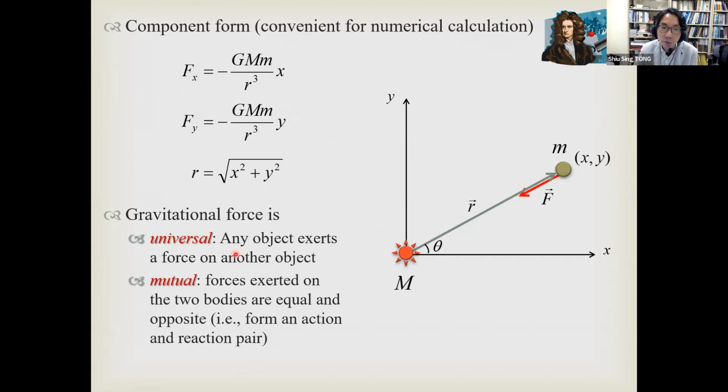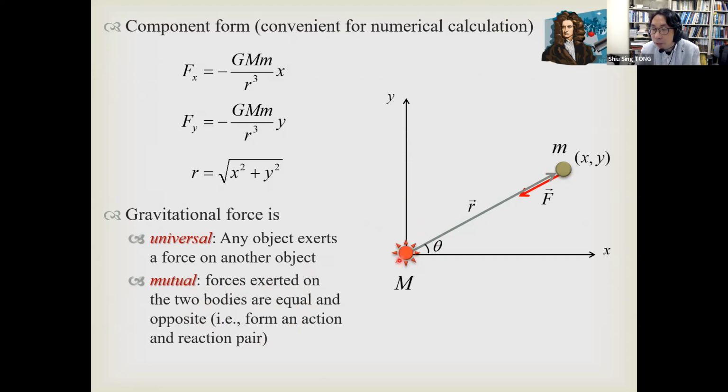Now you should notice that the gravitational force has such a property. It is universal, and that means any object with mass will exert a force on another object with mass. So any object with mass will interact with each other through the universal gravitational force. And the force is mutual. It means that the forces exerted on the two bodies are equal and opposite. So they form an action-reaction pair.